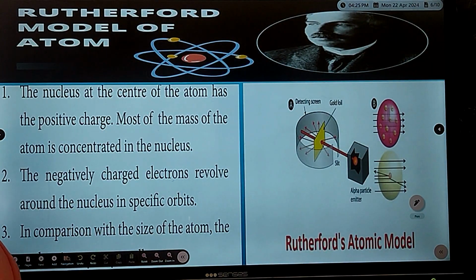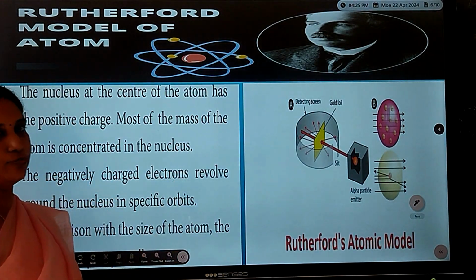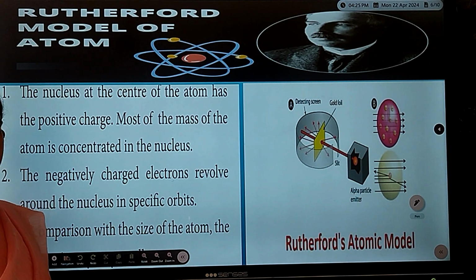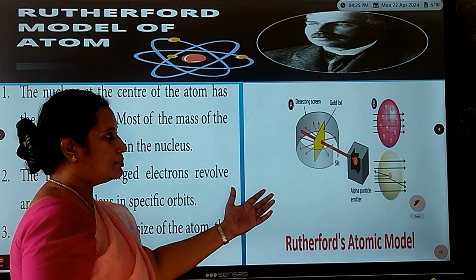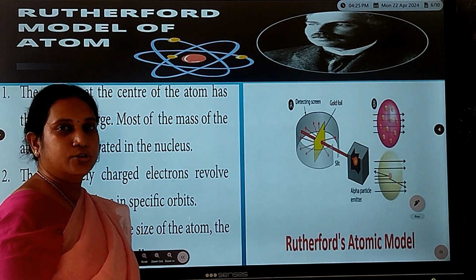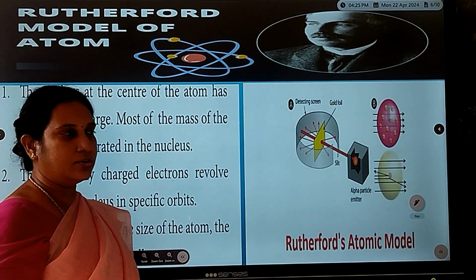Next, we can come to the Rutherford model of the atom. He is a scientist named Rutherford, and he proposed a different theory. For this proposal of his theory, he did an experiment. Okay, I'll show you this experiment. This was an experiment conducted by Rutherford to explain the structure of the atom, children.